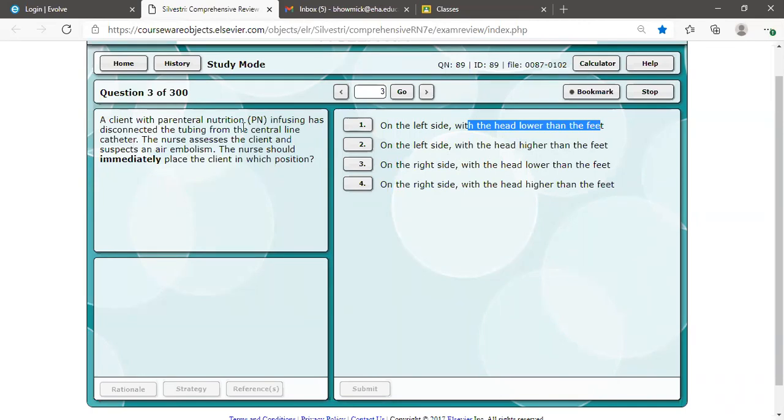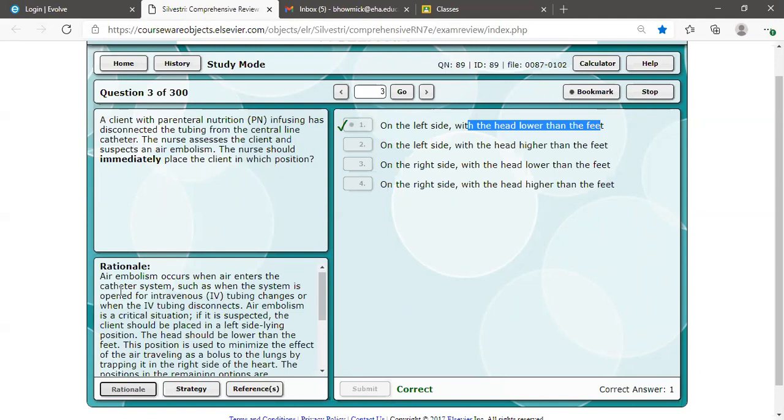So I said in that scenario, always left side. The first choice is left. So options 1 and 2 are left. And secondly, head should be down, feet should be up. So this is the Trendelenburg position, our choice. The rationale said air embolism occurs when air enters the catheter system, such as when the system is opened for intravenous tubing change or when the IV tubing is disconnected.